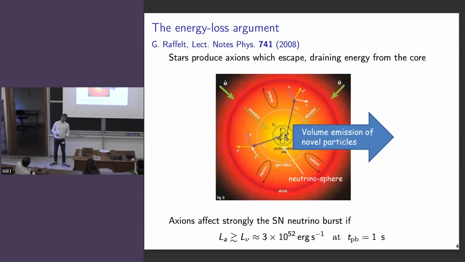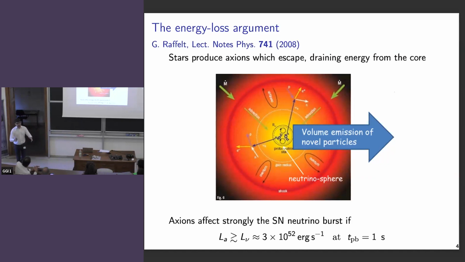And now, starting from this standard picture, we can try to constrain the production of new particles. So if novel and weakly interacting particles are produced inside the supernova core and free stream, they will steal energy from the core. So they will reduce the energy emitted by neutrinos, and they will shorten the duration of the associated neutrino burst. So requiring that the duration of the observed neutrino burst from supernova 1987A must not be shortened by more than 1/2 leads to the approximate condition that the axion luminosity must be lower than the neutrino luminosity for typical supernova conditions.